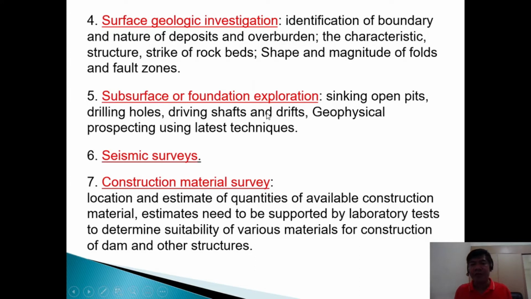Then subsurface or foundation exploration, which is actually the boring activities. You have there the sinking of open pits and drilling holes. You can drive a shaft or drifts just to get samples, which should be analyzed in the laboratory. Seismic surveys: at present, we have seismic maps already, so we can identify the seismic activities in a certain area, or we can get it from the different agencies that cater to the seismic records.